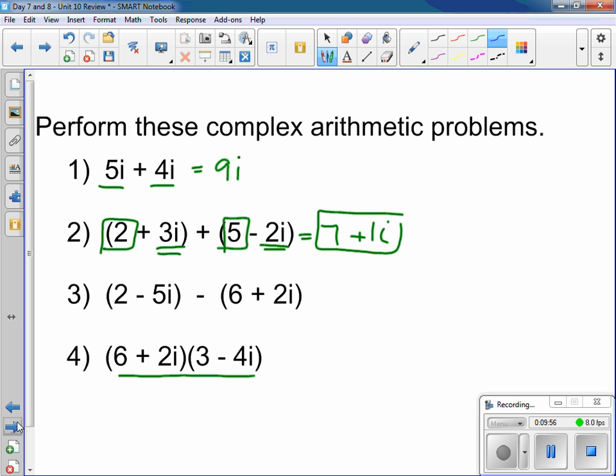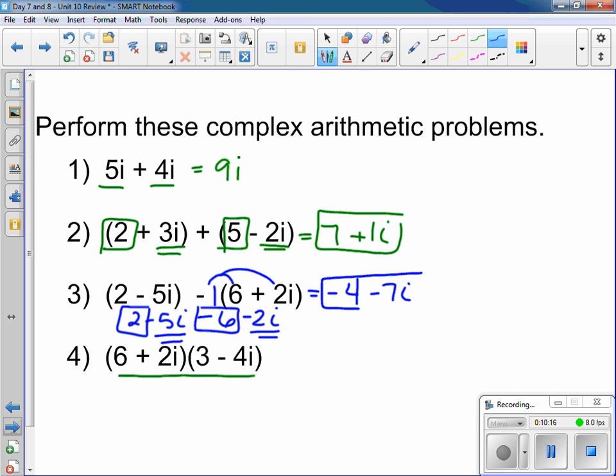What I like to do first on number 3 is distribute a -1 so I remember that it's being subtracted. So I get a -6 and a -2i. And I didn't change this one, and now I can combine my like terms. I get 2 minus 6, which is a -4. And I get -5i and -2i, which is -7i. So that one's again just combining your like terms.